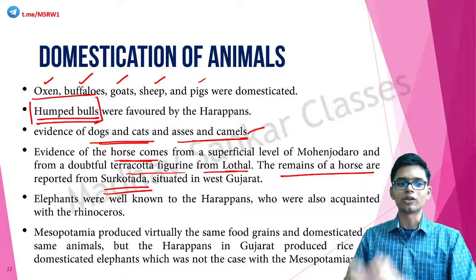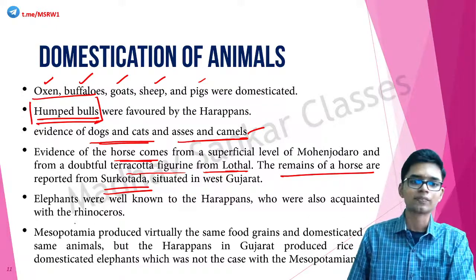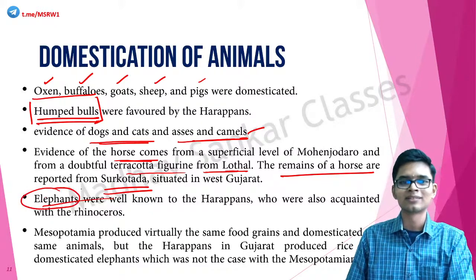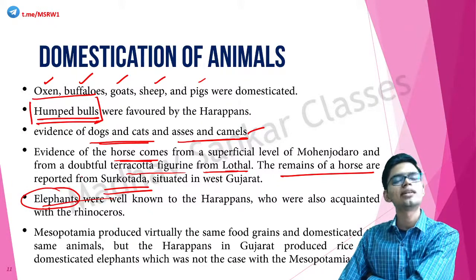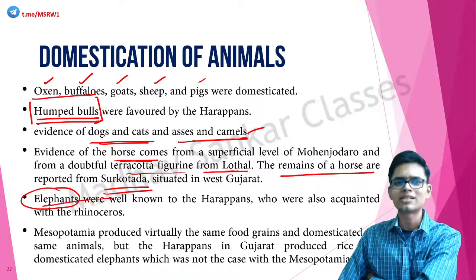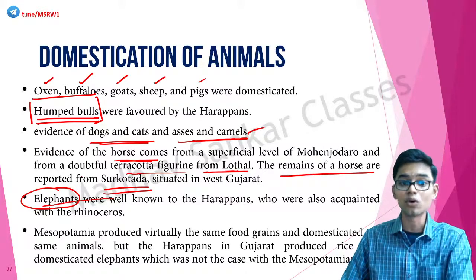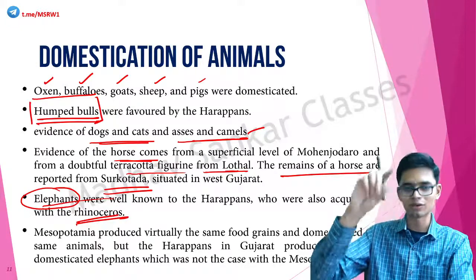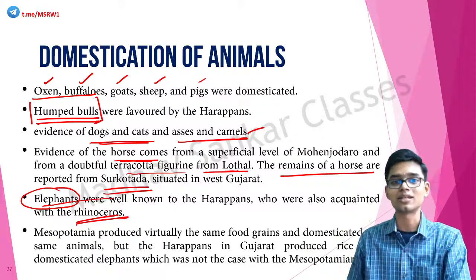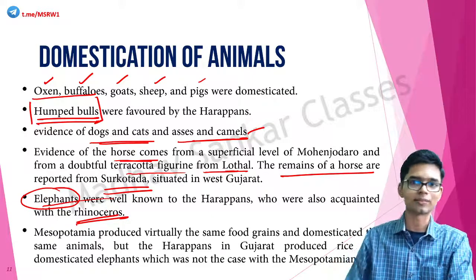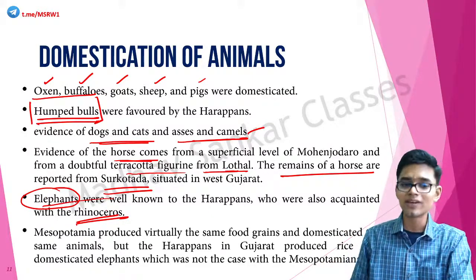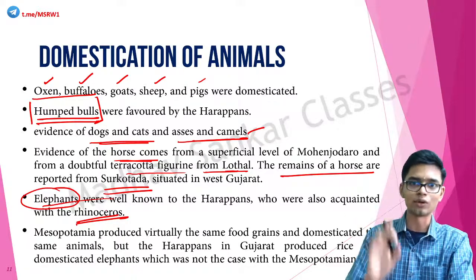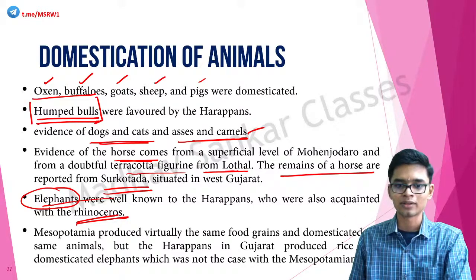Clear? Moving on. Apart from the horse, elephants were well known to the Harappans. Okay, I don't think we have seen an elephant in the movie Mohenjo-daro, but still understand that elephants were known to Harappans. And they were also very well acquainted with the rhinoceros. That we all know because we have seen that one-horned rhinoceros in the Pashupati seal. We will talk about that in the upcoming slides. But anyway, elephants and rhinoceros were also very well known to Harappans.